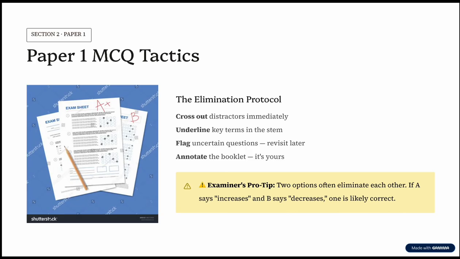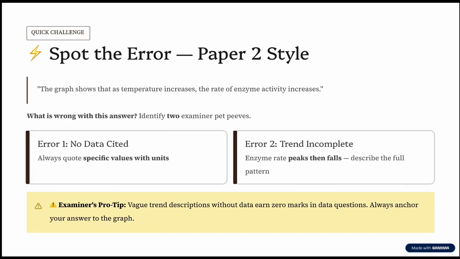Moving on to paper 1. We all know the pressure of the clock here. To stay calm, use what I call the elimination protocol. Don't just hunt for the right answer. Actively kill off the ones that are definitely wrong. Look for those absolute words like all or never. They are actually red flags. And remember, your question booklet is your scratch pad. Annotate it, draw on it, and visualize the biology before you pick your letter.